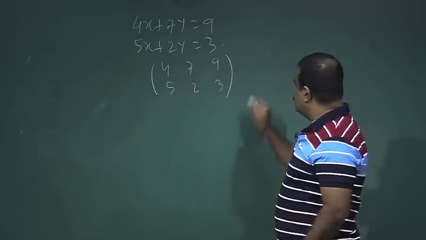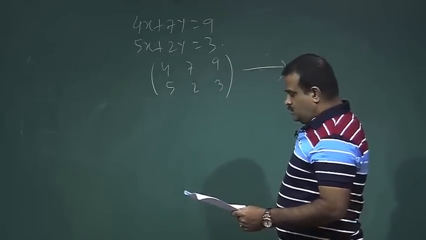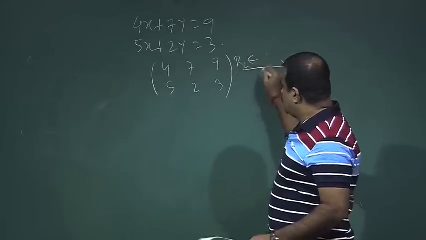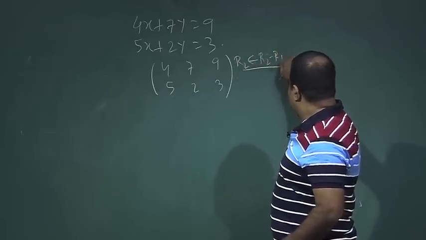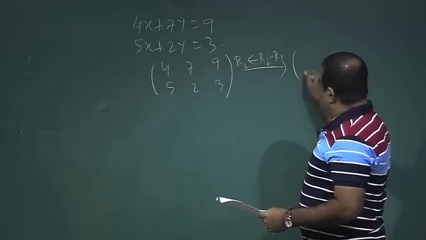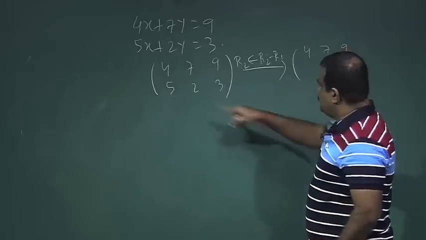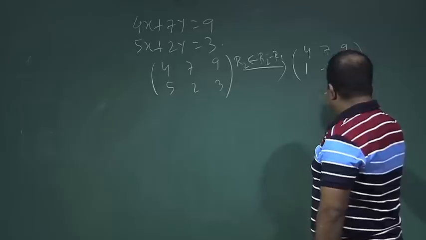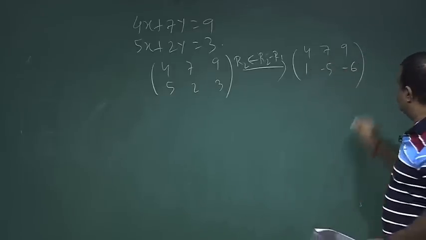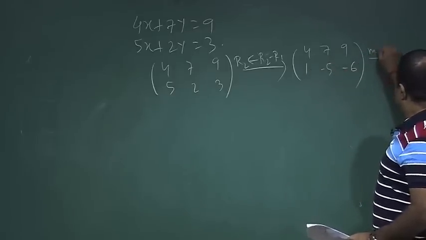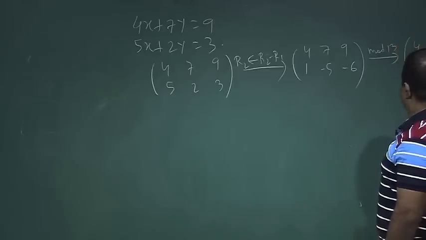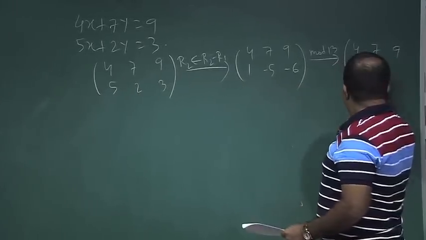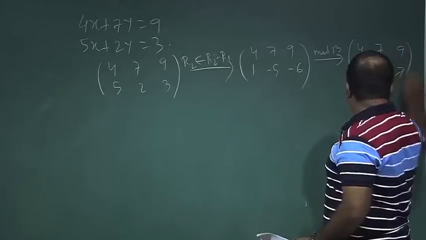To do that, we perform the row operation R2 goes to R2 minus R1. R1 remains the same, and R2 becomes 1, minus 5, minus 6. Now, this has to be under mod 13. So if you take mod 13, the rows will be basically 4, 7, 9, and 1, 15 which is basically 8, and minus 6 which is basically 7 under mod 13.